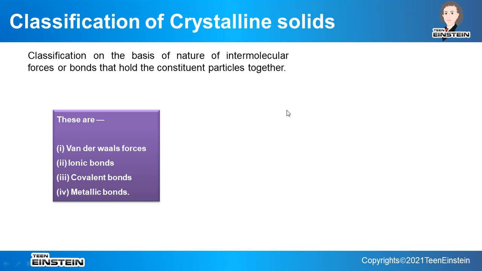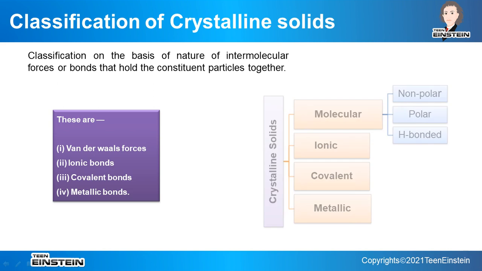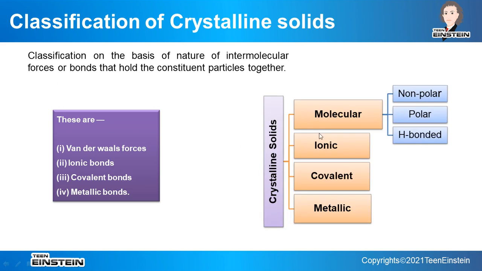So here we will see different types of crystalline solids: molecular solid, ionic solid, covalent solid and metallic solid. So molecular solid is that solid when van der Waals forces are present. That is the first type of forces, and it depends on what type of van der Waals forces are present. Depending on that, there may be non-polar molecular solid, polar molecular solid, or hydrogen bonded molecular solid.